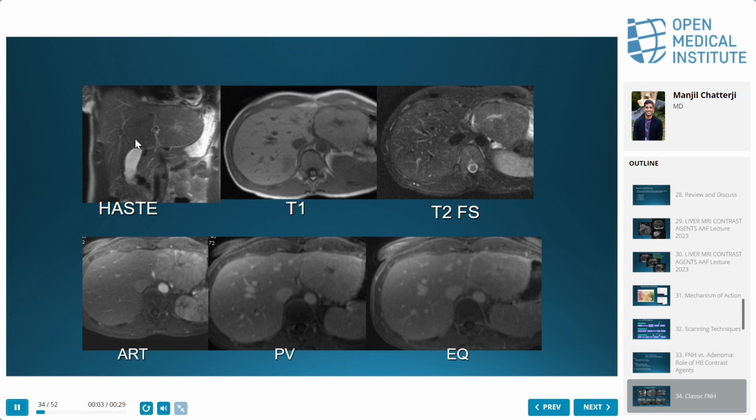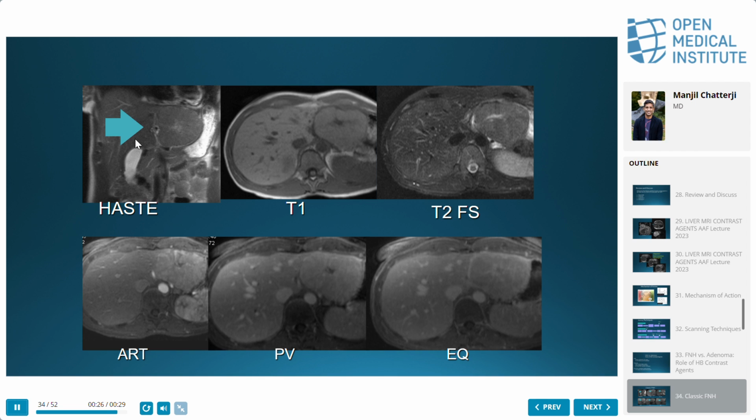Anyone see a mass? So here's a mass. What's up with this center part? You remember? Scar. T2 bright or dark? T2 bright. And then on the delayed imaging, what's happening to the scar? Enhancing. So this is an FNH. Who would get an Eovist confirmation here? Yeah, me neither.